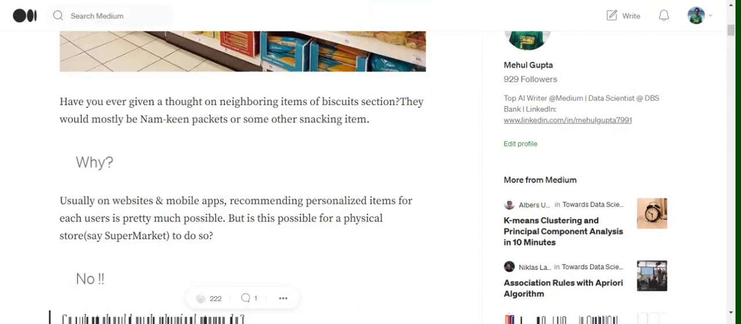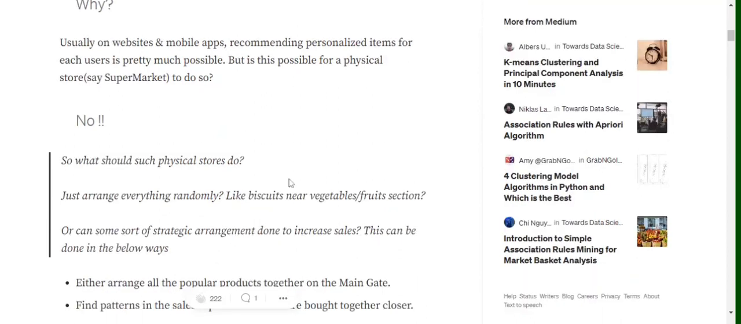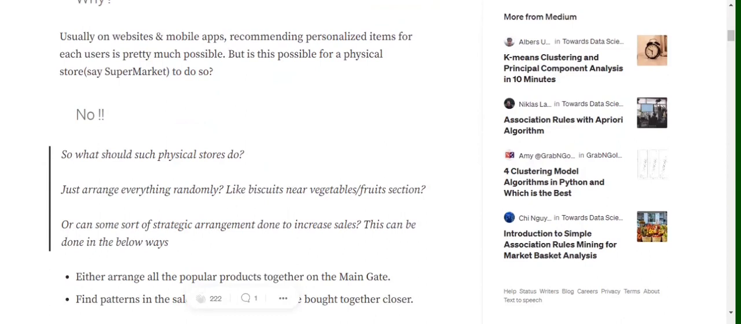So why does it do so, and how are they doing this? Basically, it is a form of recommendation. If you go to Amazon or Flipkart or some other e-commerce app, you get suggestions like people who bought this also bought this, and all that stuff. So this is all related to associations. Even physical stores like supermarkets can provide such arrangements so that it can help them to increase their revenue.